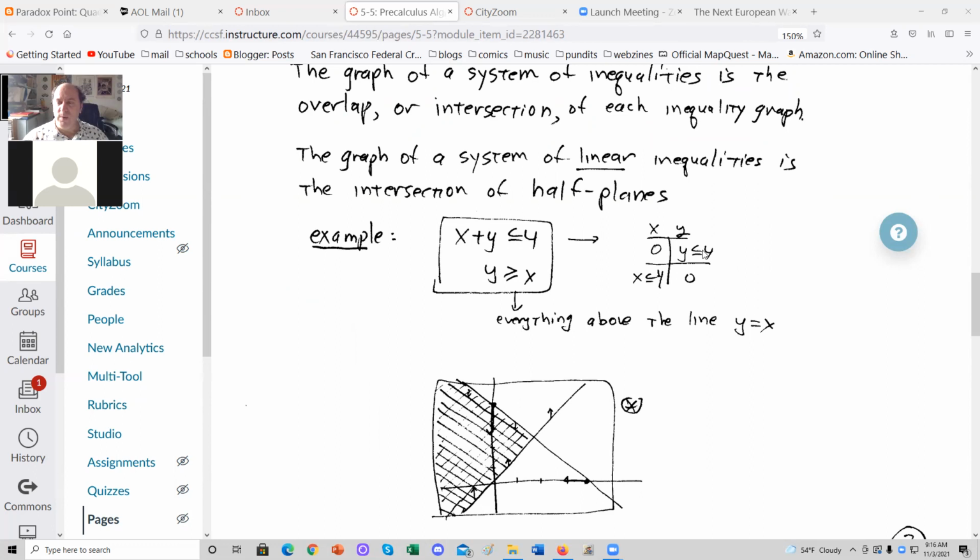So at x equal 0, y is less than or equal to 4 here. And x is less than or equal to 4 by 0 here. So here's that boundary line, and we point downwards and to the left of it. y greater than or equal to x, that's the boundary line, y equals x, and y is above that.